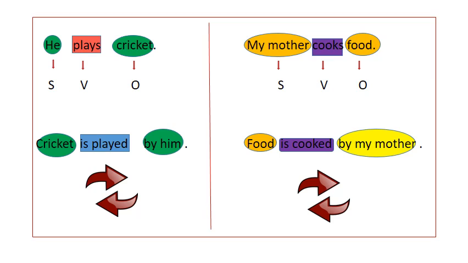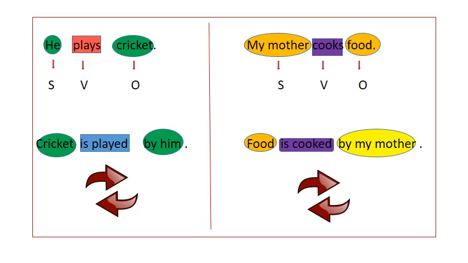Now the second rule says to put a suitable auxiliary verb plus the third form of the verb. Third form of the verb means the past participle form of the verb. See, in the passive voice, which auxiliary verb is used? It is "is." "Is" is the helping verb used here, and the third form of the verb "play" is "played." Play, played, played. So this is the third form of the verb. So the answer is "Cricket is played by him."